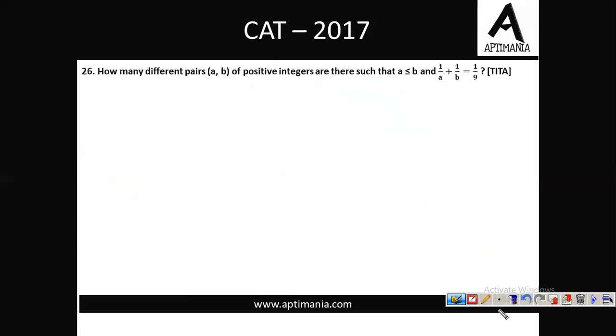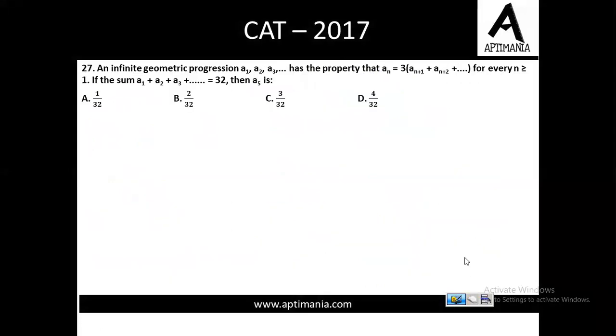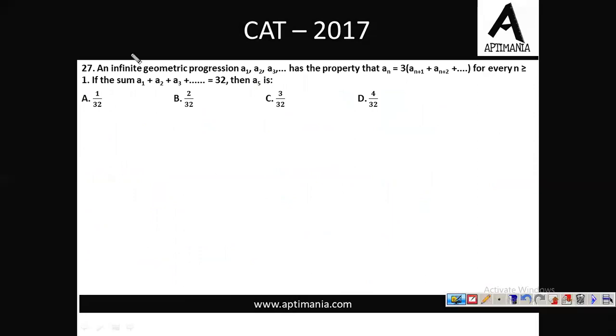Let's go ahead to the next question, question number 27. So let's try to solve it out. What is given to us is there is an infinite geometric progression a1, a2, a3 up to a infinity, right? So this is a1 plus a2 plus a3 up to infinity, and its sum is 32. Also there is a condition that an equals thrice of all the coming terms, right? So in that case, a1 will be equal to thrice of a2 to a infinity.